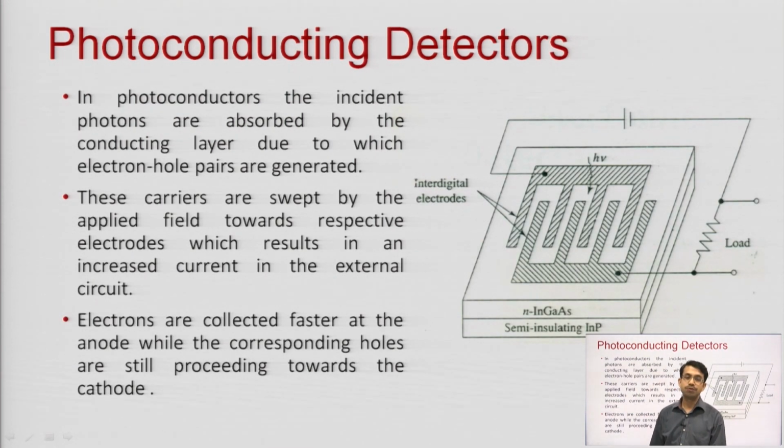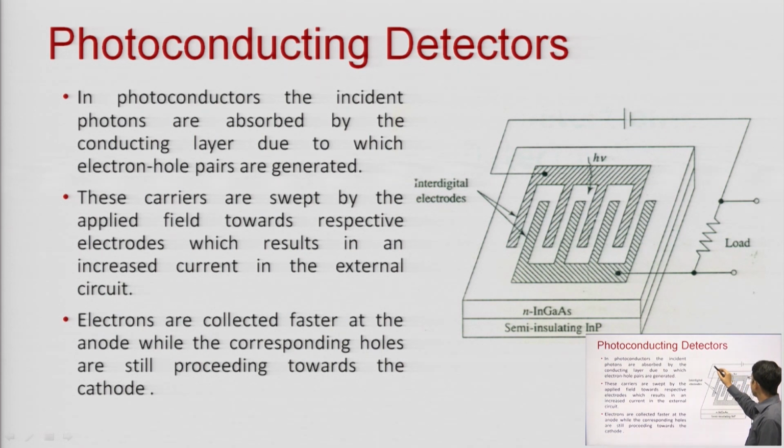Now, after the avalanche photodiode, there is the photoconducting detector. In a photoconducting detector, photons are absorbed in all the region. There is no junction region. Like you can see in this diagram, there is a layer of N-type indium gallium arsenide semiconductor material.